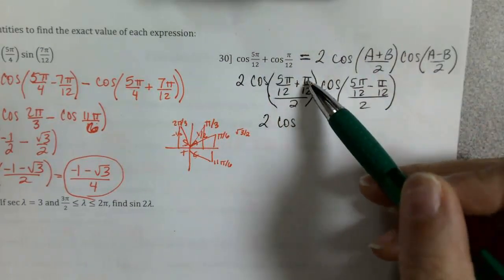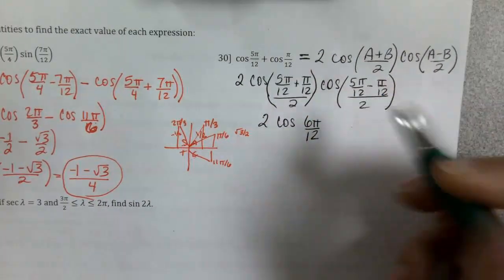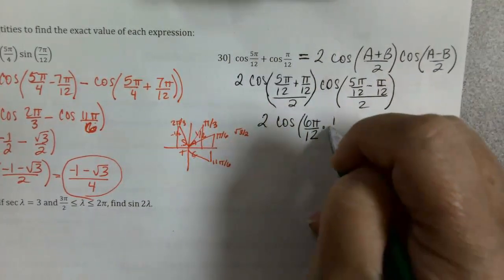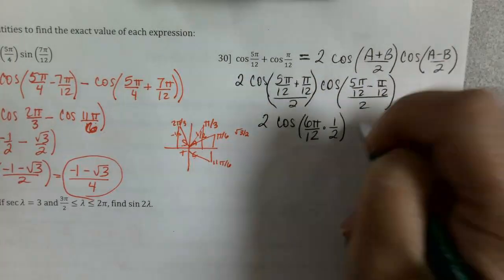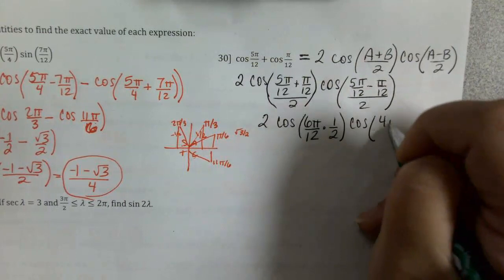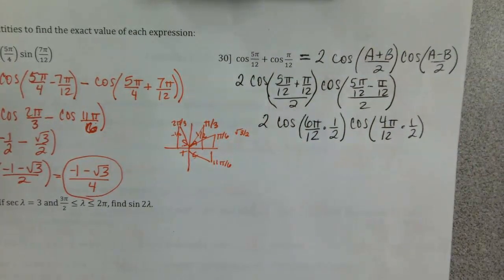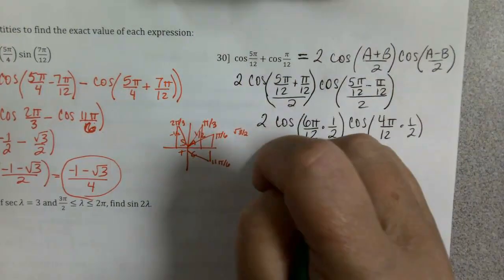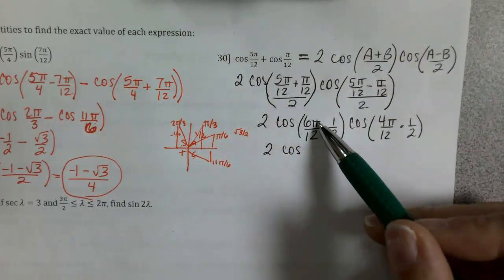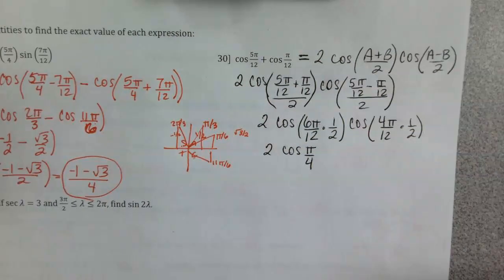So in here we have 6 pi over 12, and dividing by 2 is the same as multiplying by the reciprocal, so 1/2 cosine, and then 5 minus 1 is 4 pi over 12. And again, dividing by 2 is the same as multiplying by 1/2. So we'll keep reducing. 2 goes into 6 3 times, and 3 pi over 12 reduces to pi over 4.